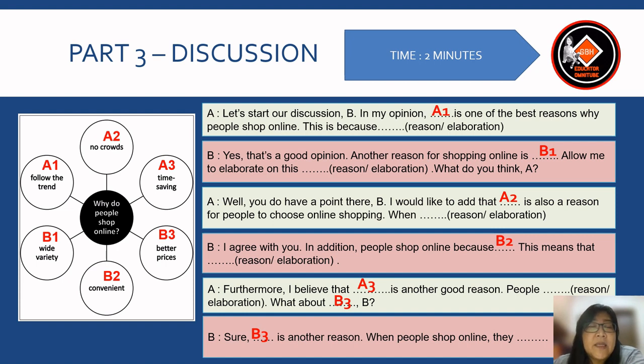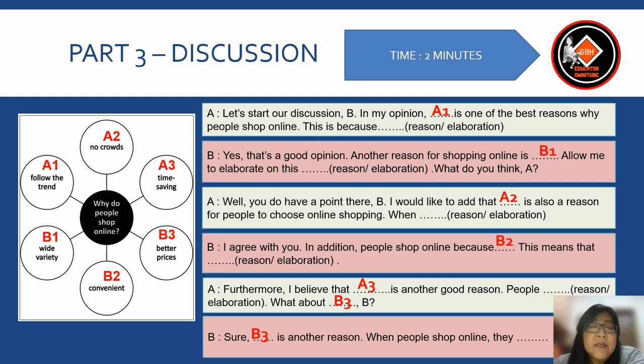And then you have candidate B, or Brian. Yes, that's a good opinion. You can call your friend Ali. Another reason for shopping online is, so candidate B is going to choose B1, wide variety. Allow me to elaborate on this. Then you give your reason. What do you think, Ali?